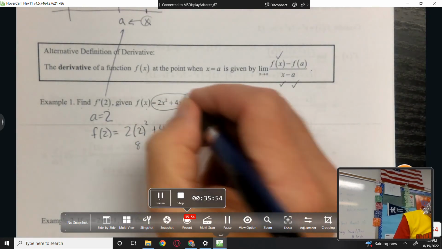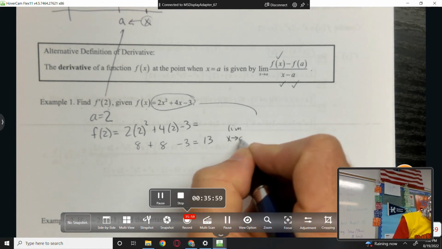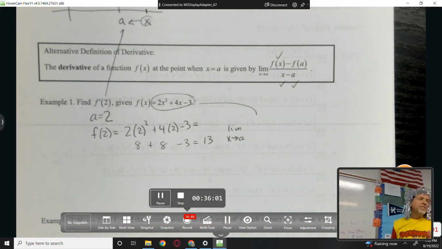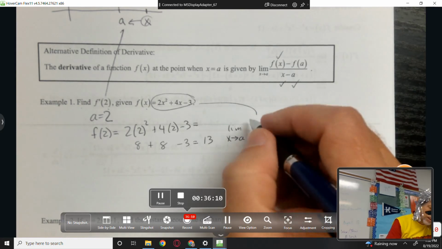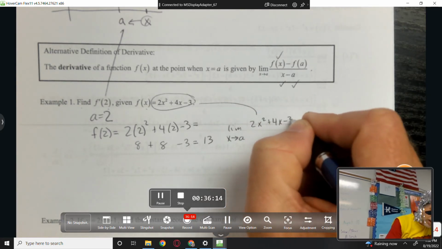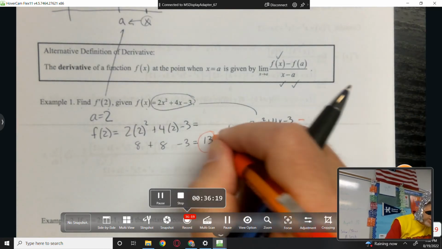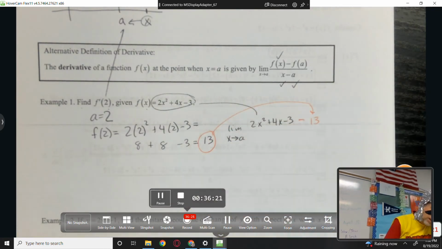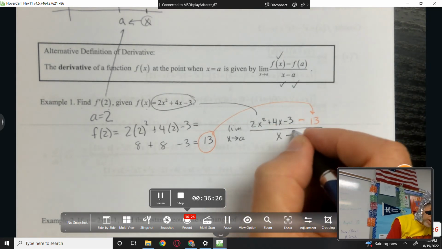So now we're ready to use the formula. Limit as x approaches a. Please at least write it once. I know there's more work to do and sometimes you'll leave it off. That's fine. Write it at the start, write it at the end, and I'll assume you can assume I'll visualize it all the rest of the time. And then minus 13 all over x minus 2.